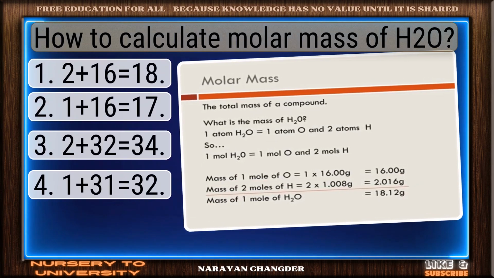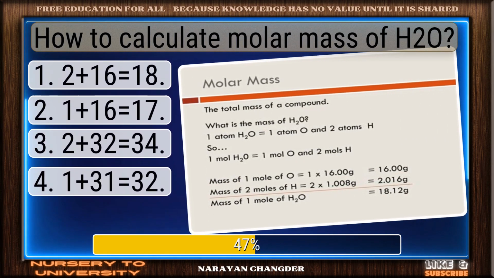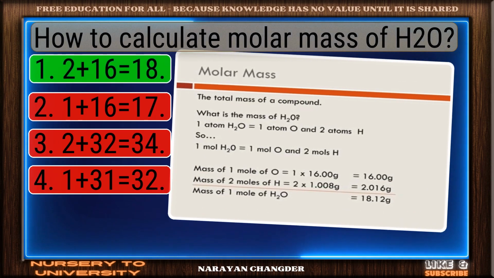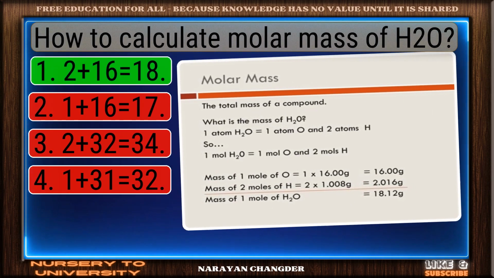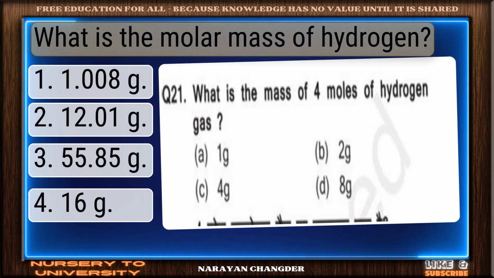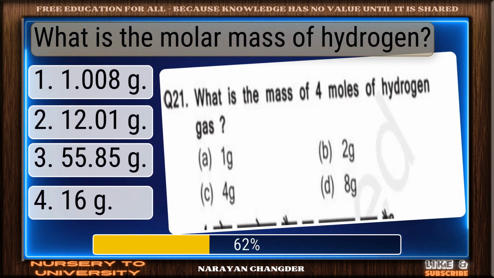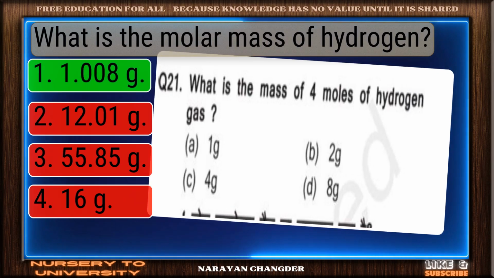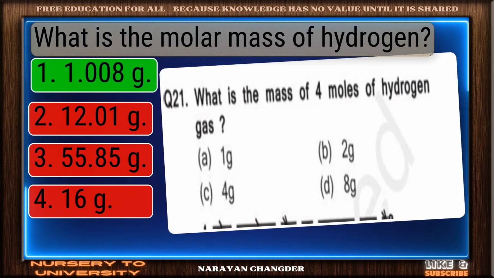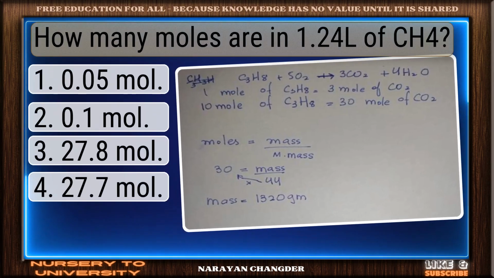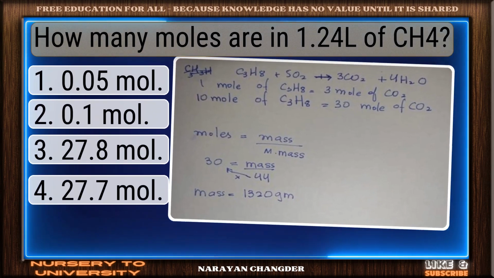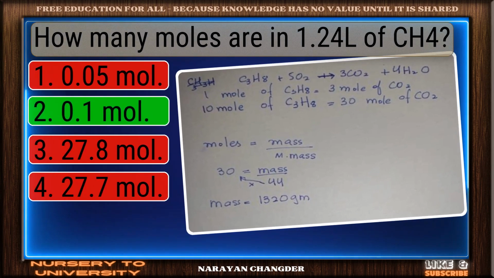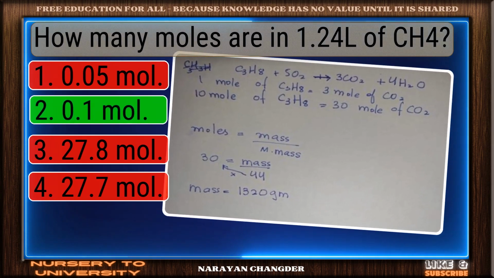How to calculate molar mass of 2? Solid response. 2 plus 16 equal to 18 is a valid choice. What is the molar mass of hydrogen? Clear logic. Your choice 1.08 g is sound and 100% true. How many moles are in 1.24 of Ch4? Well reasoned. 0.1 mole is the correct choice.